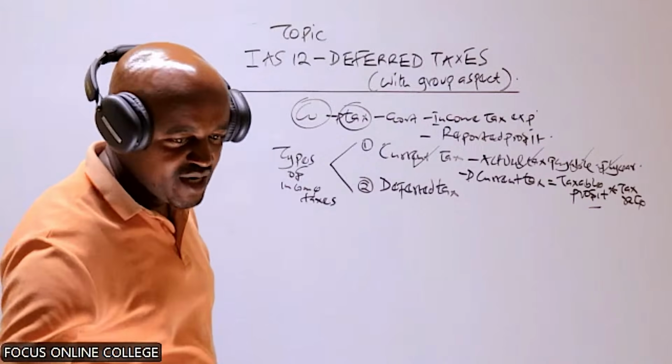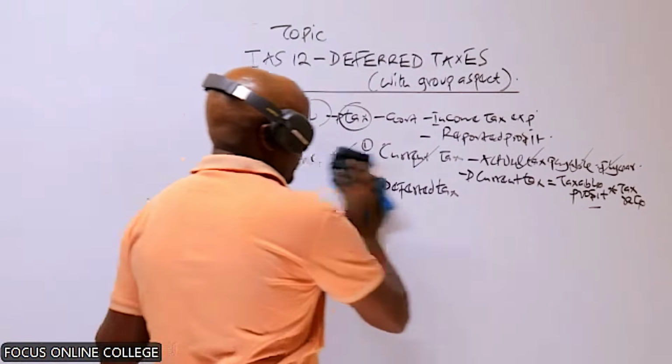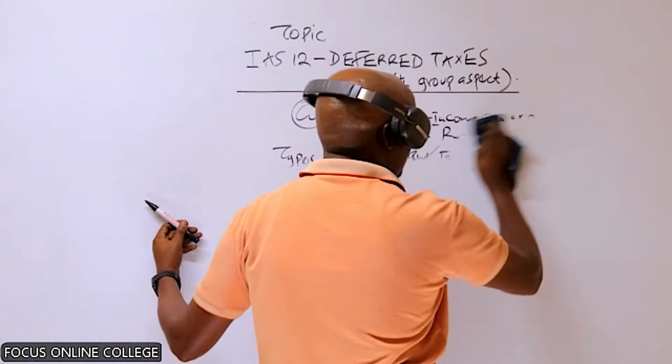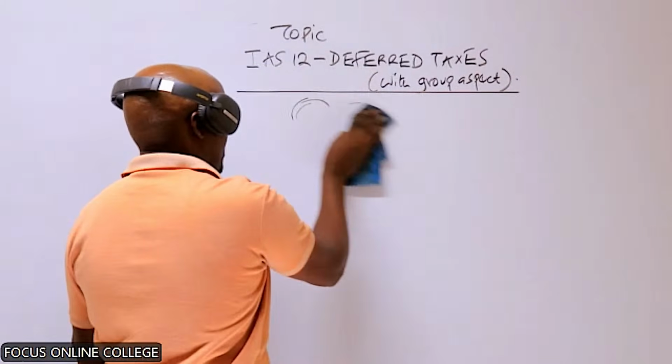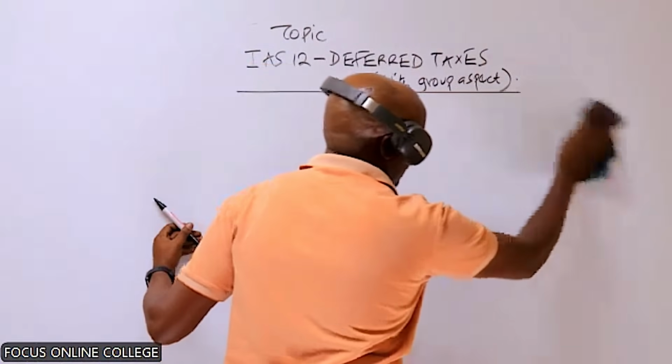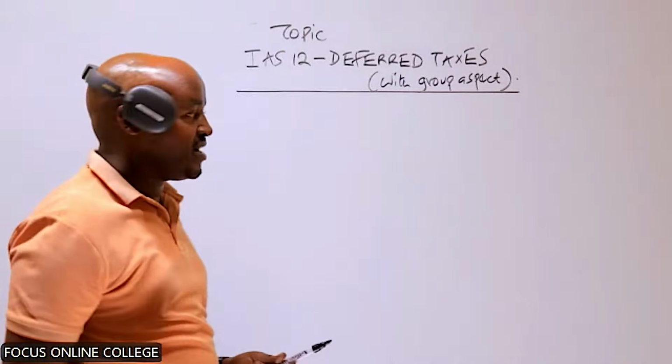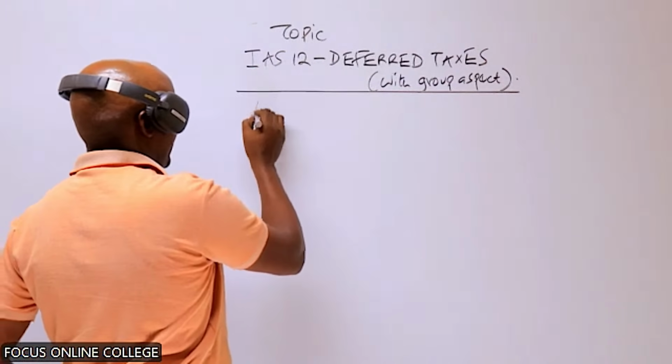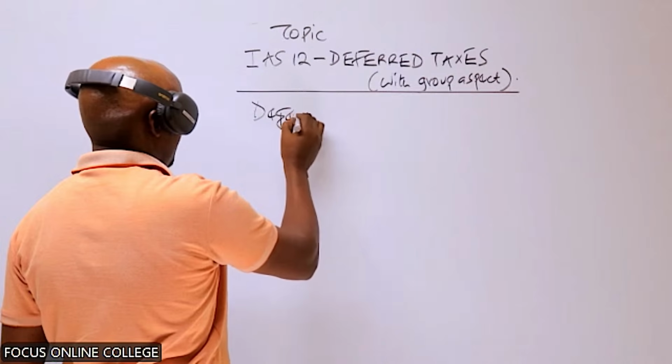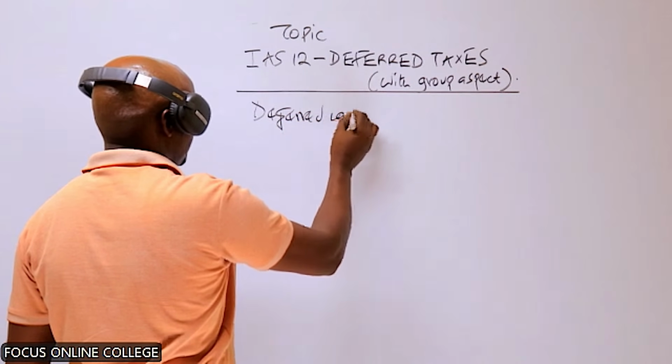So our main interest at this level is not the aspect of the current tax, but the aspect of the deferred tax. So maybe we can start by defining what a deferred tax is.